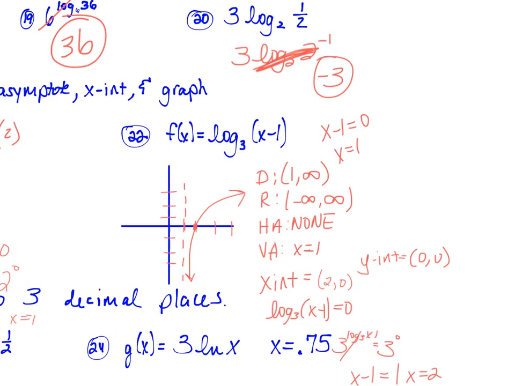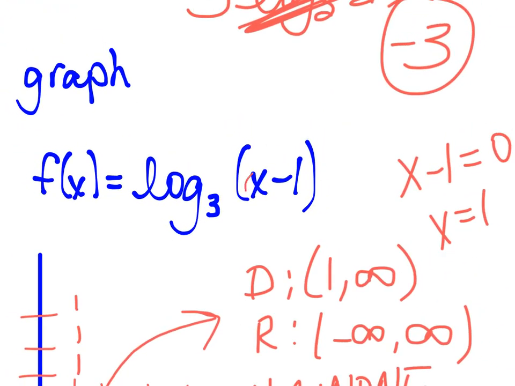Okay, watch. That's a good thing. Look, if I plug 0 into x, I get log base 3 of what? Negative 1. What did I tell you guys the very first day? Can you take the log of a negative number? No, it doesn't exist. That's why there's none. Good.